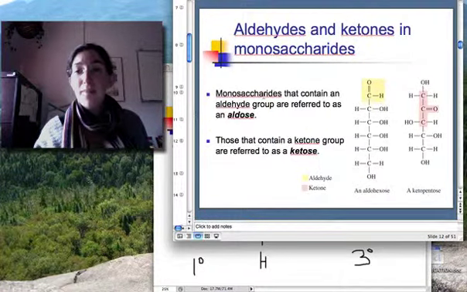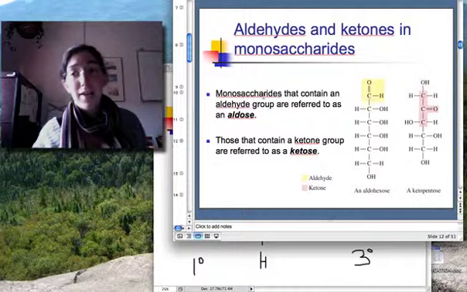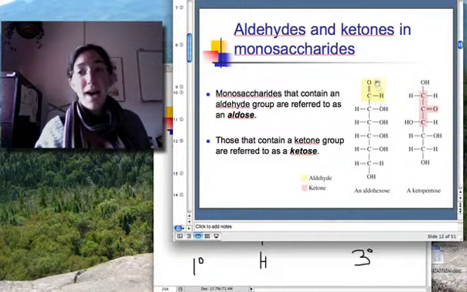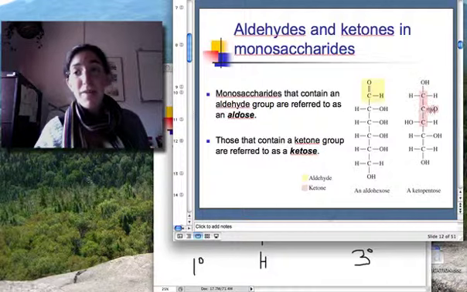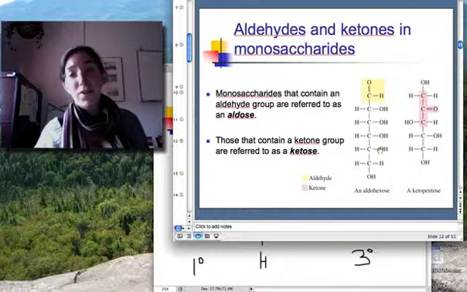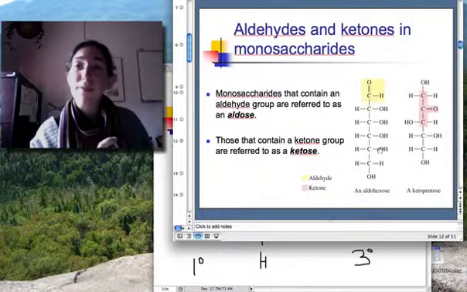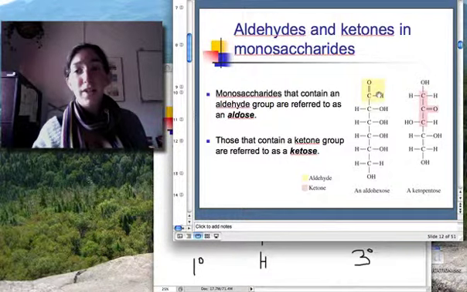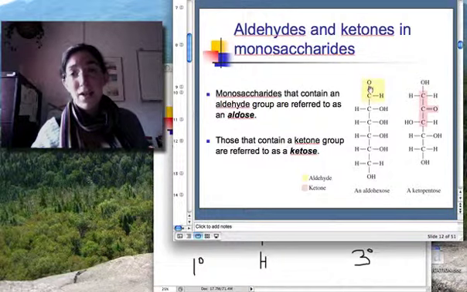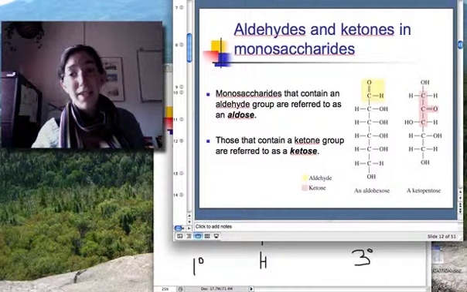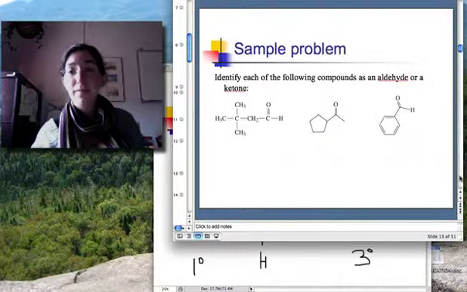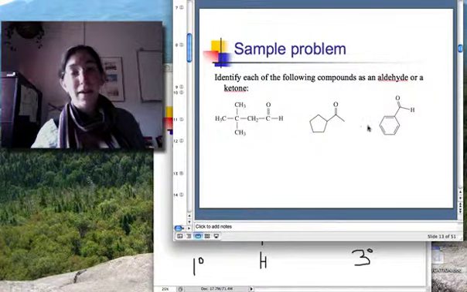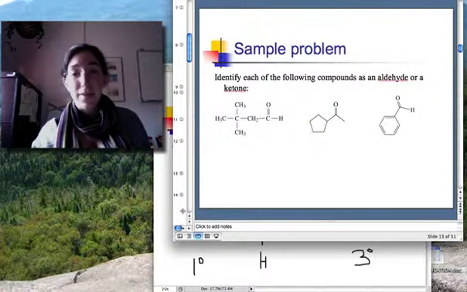Looking at the structures of some monosaccharides, you see that some of them have an aldehyde group and some of them have a ketone group. The suffix for a sugar is -ose: lactose, glucose, sucrose. Notice they all have that same suffix, -ose. If a sugar has an aldehyde in it, we call it an aldose. And if it has a ketone group, we call it a ketose. Simple as that. So let's practice identifying aldehydes and ketones.